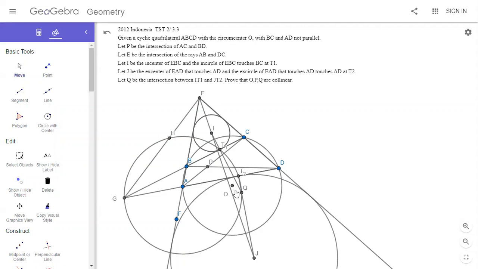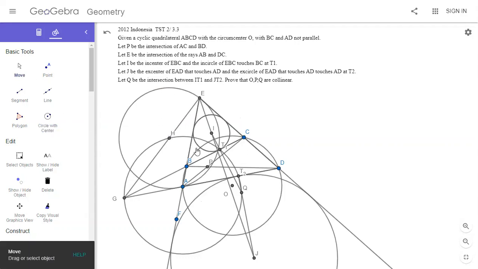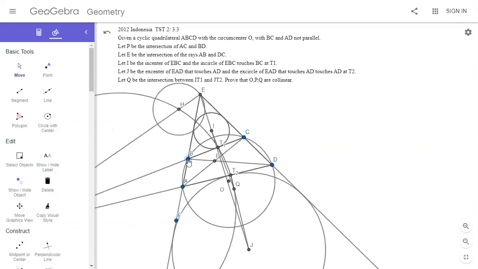So O is the center of one circle. Is H the center of a different circle? Does HE equal HA? That seems like a coincidence, but I'll check it out.